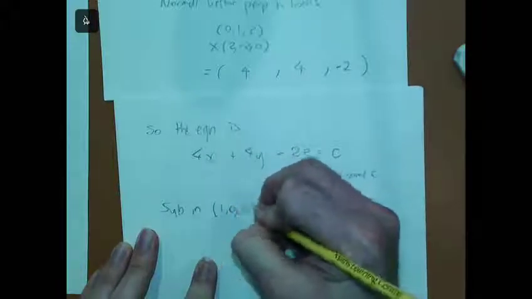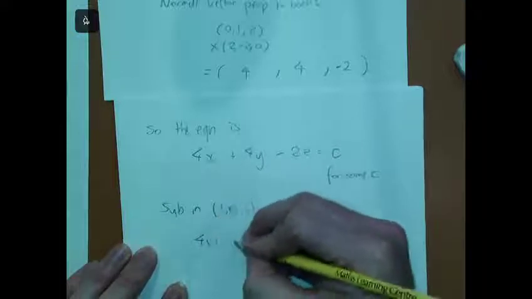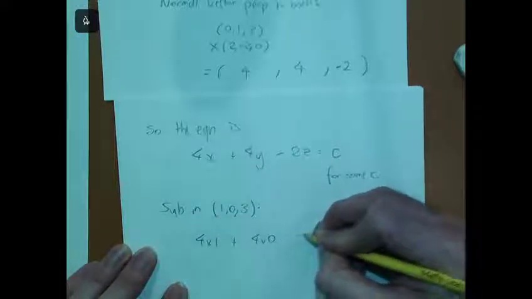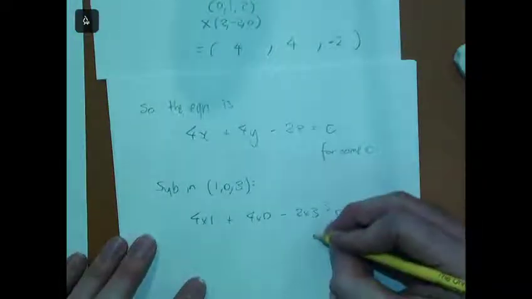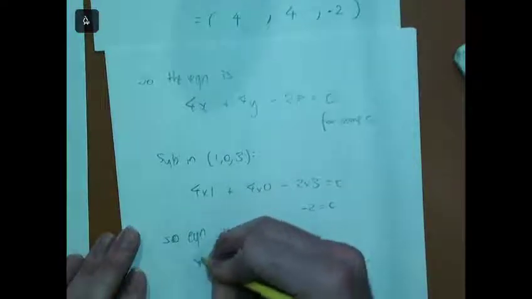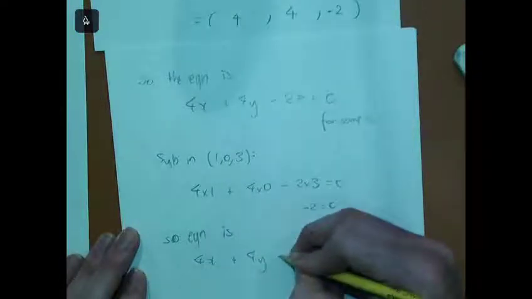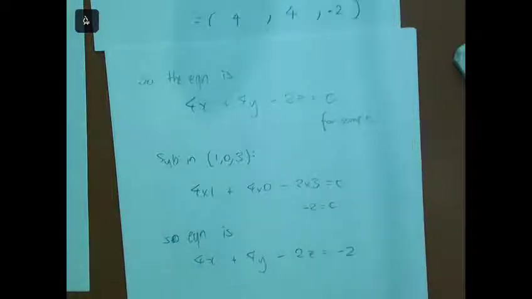So I just need to sub in a point. I'll sub in 0, 1, 1, 0, 3 because I know that's in the plane. 4 times 1 plus 4 times 0 minus 2 times 3 equals c. And so c is 4 minus 6, which is minus 2. So the equation is 4x plus 4y minus 2z equals minus 2. Done.